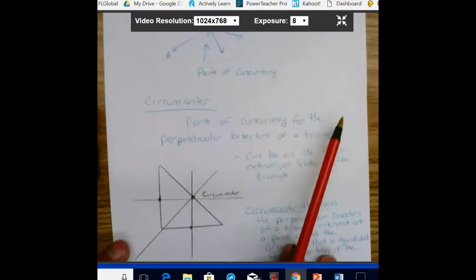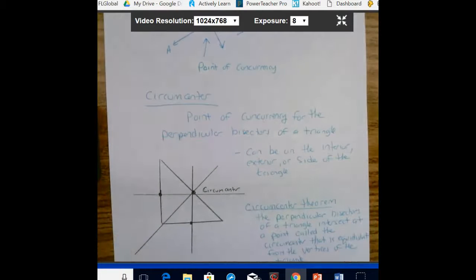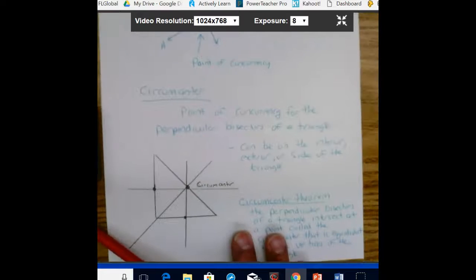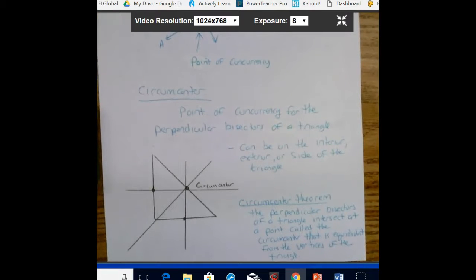Another point we want to look at is circumcenter. So if we have something like a point of concurrency where three or more lines are crossing, we then have something called the circumcenter.